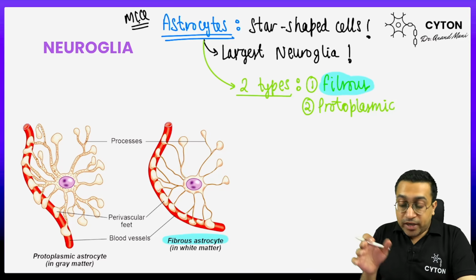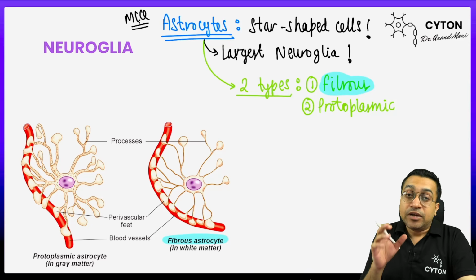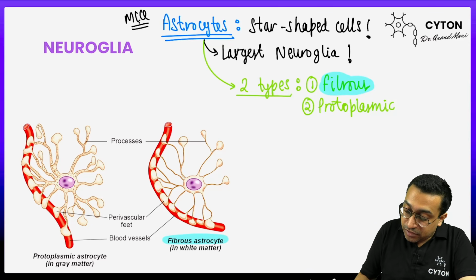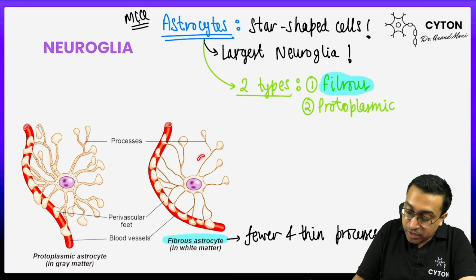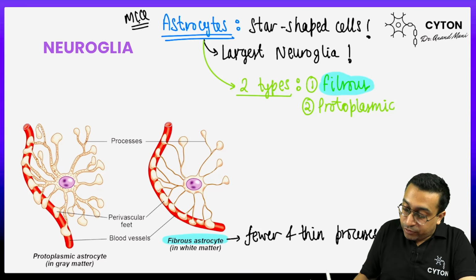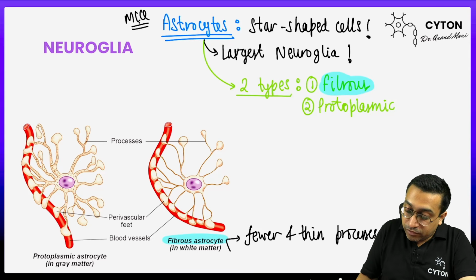They are fewer and they have thin processes and they are mostly found in the white matter of the CNS. Okay. So these are the very characteristic features. Fibrous has fewer and thin processes. You can very well see in the photo also. I hope you can see this thin and this thick comparatively. Okay. Fewer and thin processes. Mostly found in the white matter.